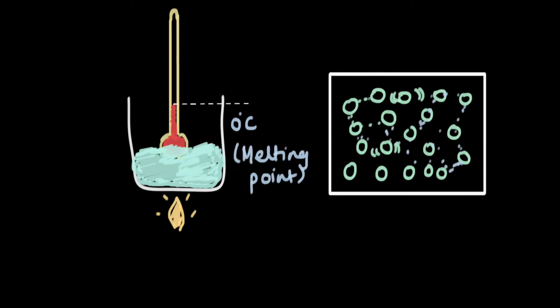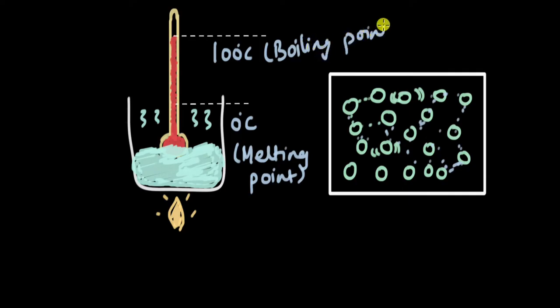Now when you keep on heating it, the temperature rises further, and there comes a point when the water starts boiling. And boiling is a bulk phenomenon, which means it happens throughout the body of the liquid. Water boils at 100 degrees Celsius. This is the boiling point. And boiling point is the minimum temperature at which a liquid changes into vapor, into gas.